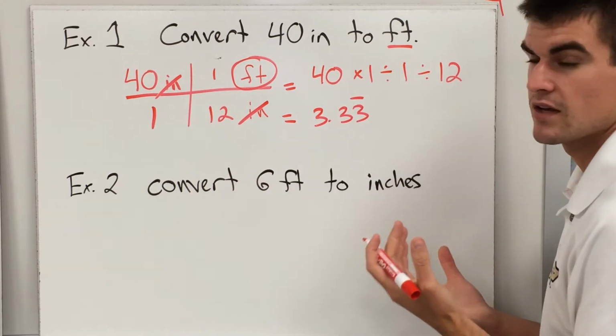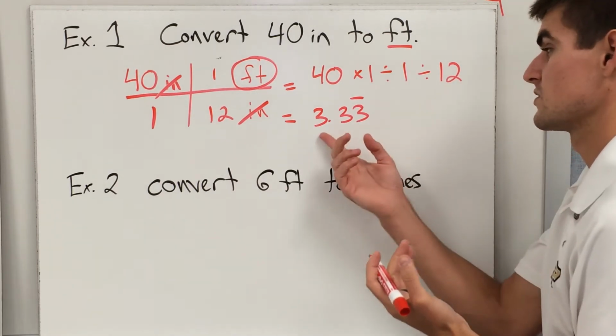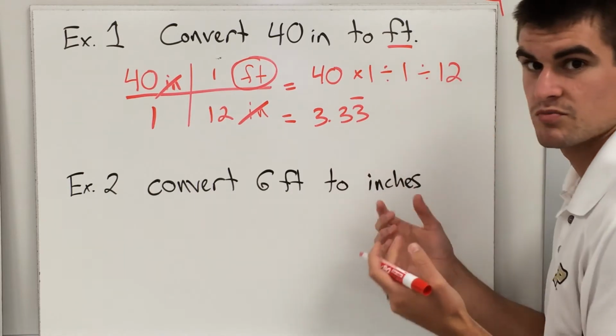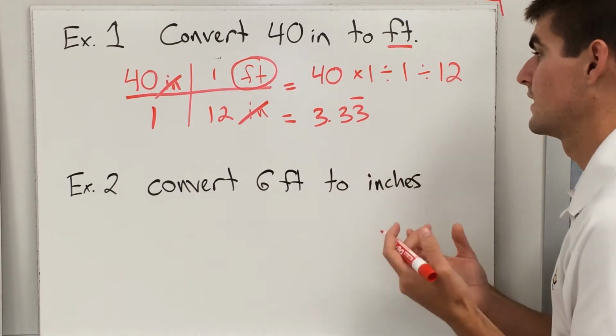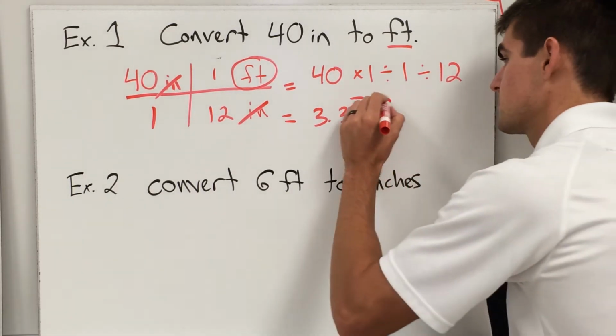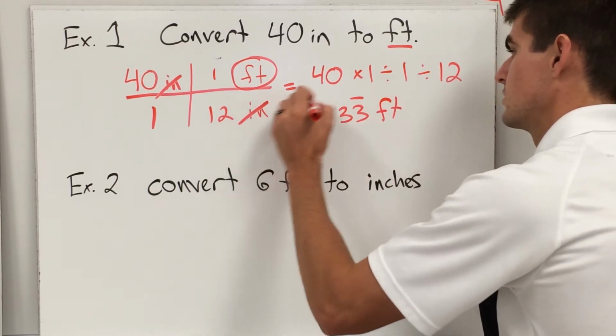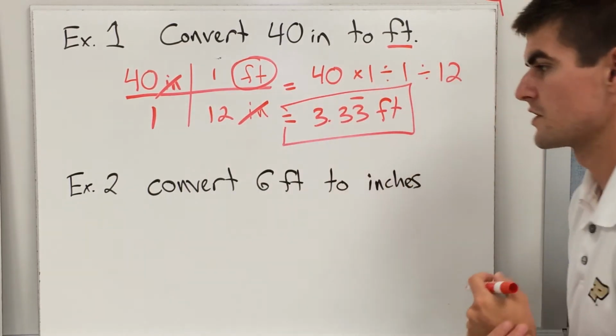And then last thing, what's my label? Because is this 3.33 squirrels, birthday cakes, whatever? Well, in this case, we're talking about feet, so make sure you do finish with the label. So there is your answer.